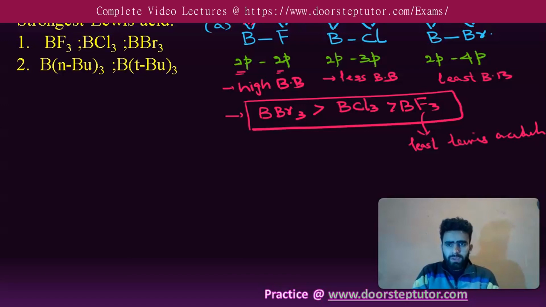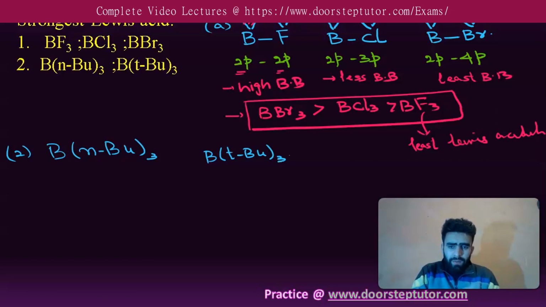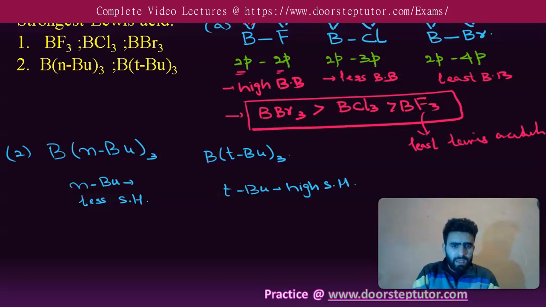Now the second part of the question is, we have boron attached with normal butyl groups, and we have boron attached with tertiary butyl groups. Now here, since normal butyl has less steric hindrance, and tertiary butyl has high steric hindrance.